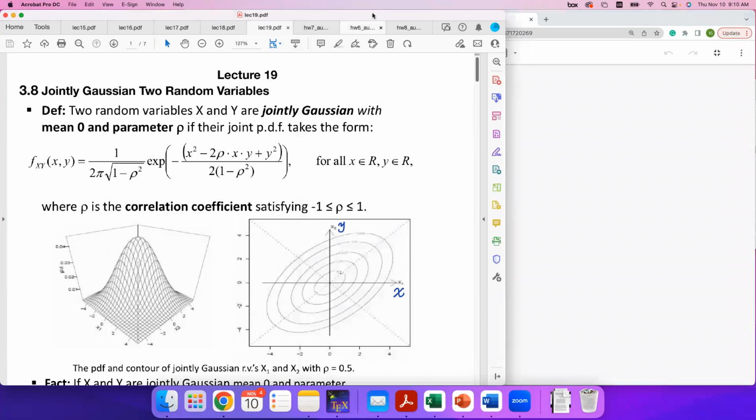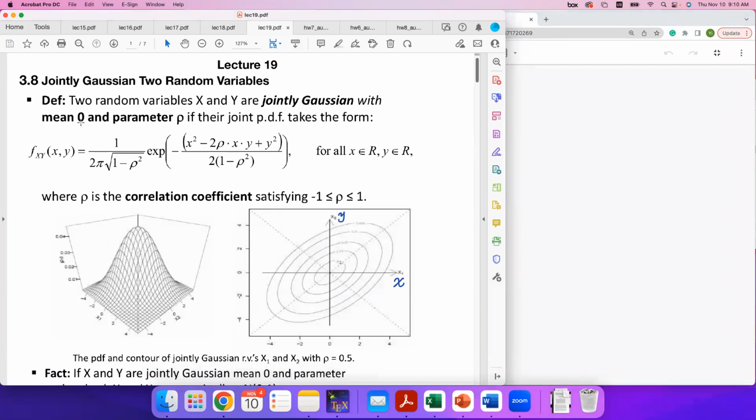So let's finish the last lecture today. It's about joint Gaussian PDFs. Last time we talked about joint Gaussian PDFs. We define for two random variables with zero mean, we say they are joint Gaussian if their joint PDF can be written in this way.